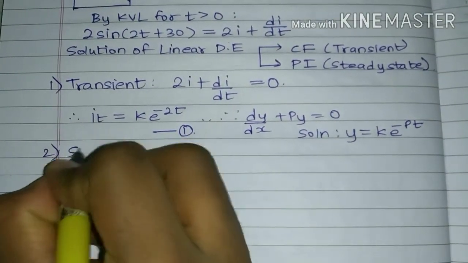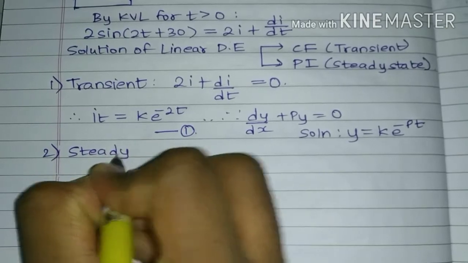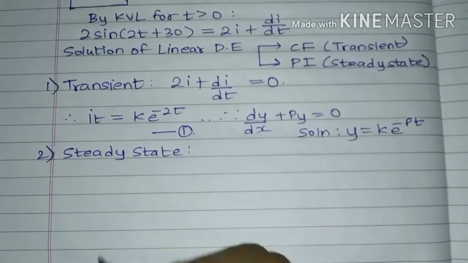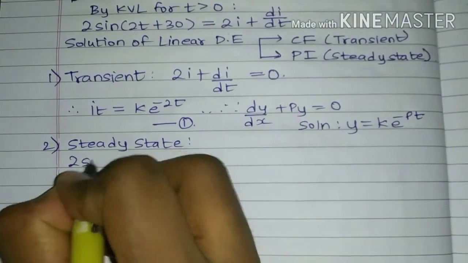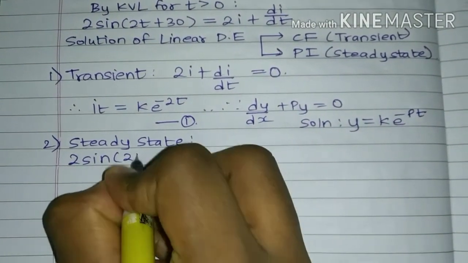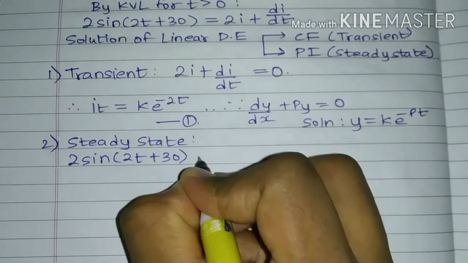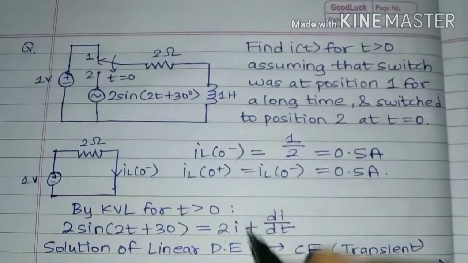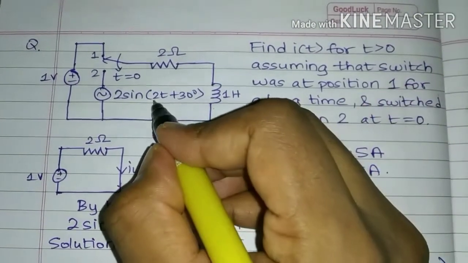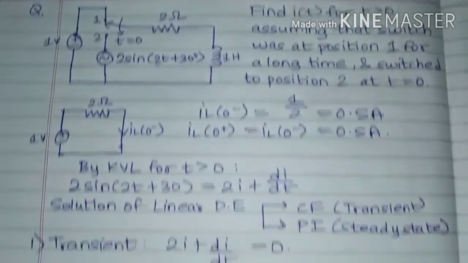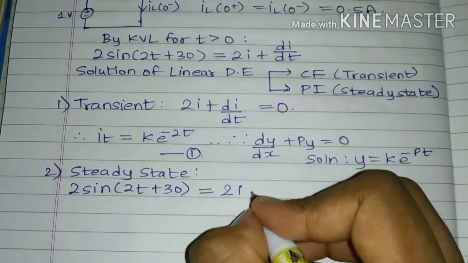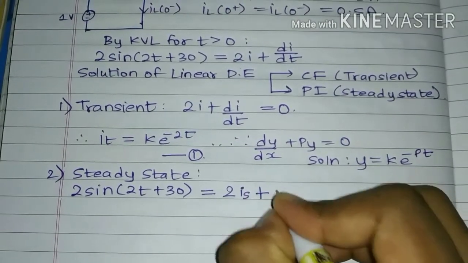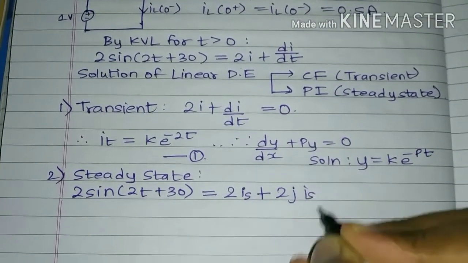Now let's find out the steady state response of the system. So the equation is 2 sine 2t plus 30 is equal to 2I. Now instead of di by dt we will write j omega l, where omega is equal to 2 radian per second and omega l is the impedance form of the inductor. So 2is, where is the steady state current, plus 2j into is.